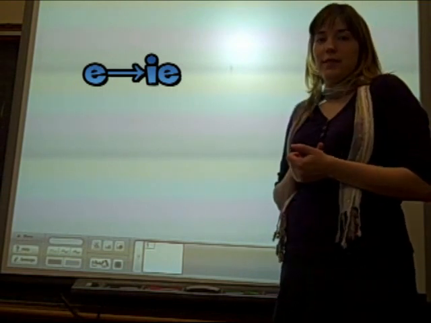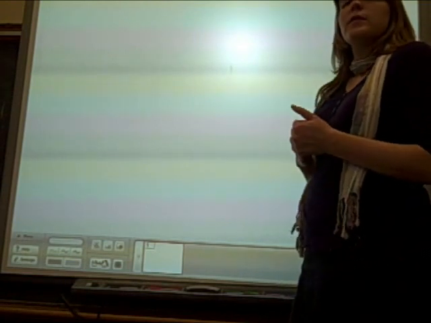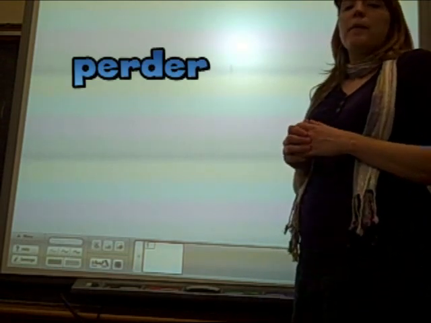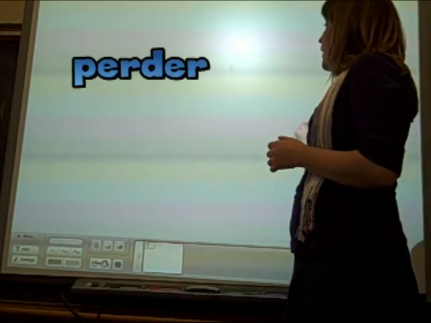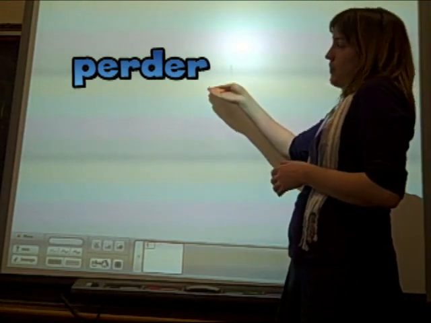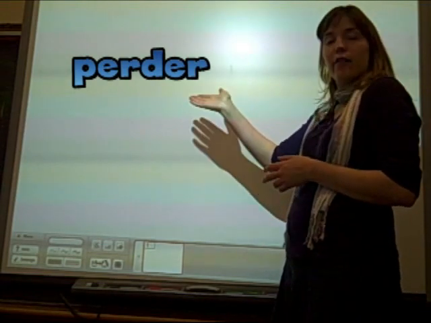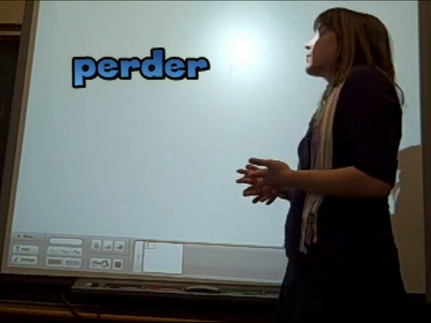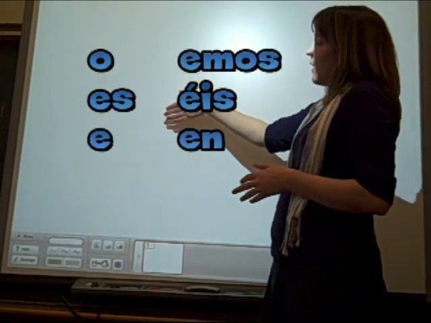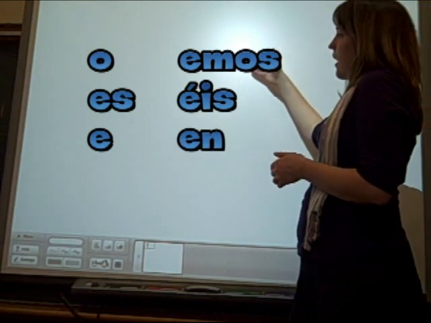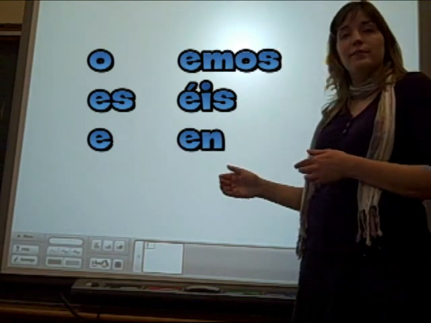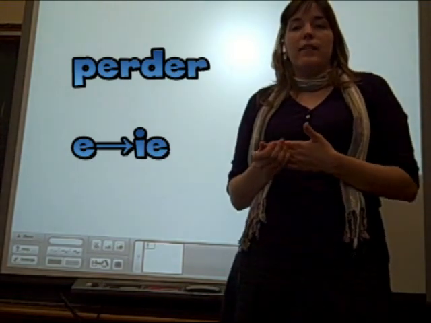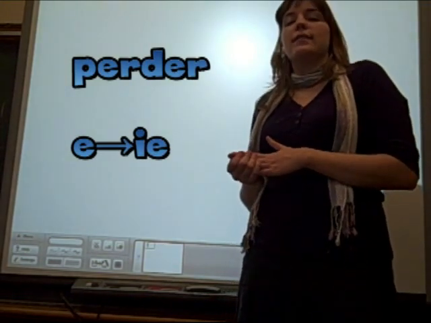So let's start today's lesson by taking a look at the verbs that change from E to IE first. One of these verbs is the verb perder that we just saw before, the verb to lose. Is it an AR, ER, or IR verb? As you can see from the ending, it's an ER verb. So it's going to use the ER verb endings, just like it normally would, which are o, es, e, emos, éis, and en, right? Eventually, you will memorize that the verb perder is an E to IE stem-changing verb.